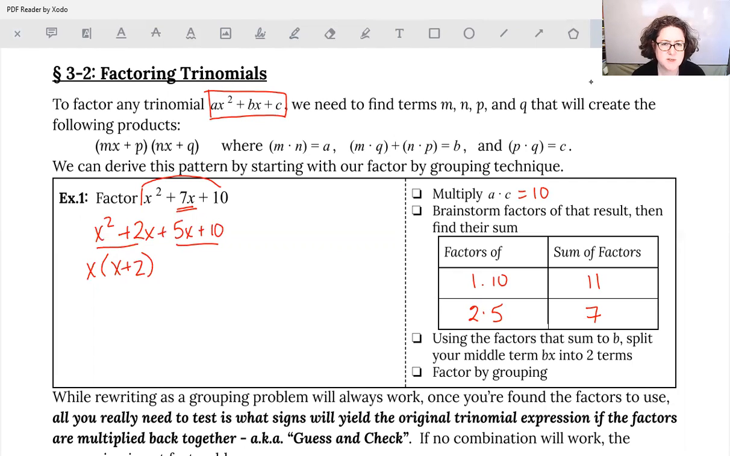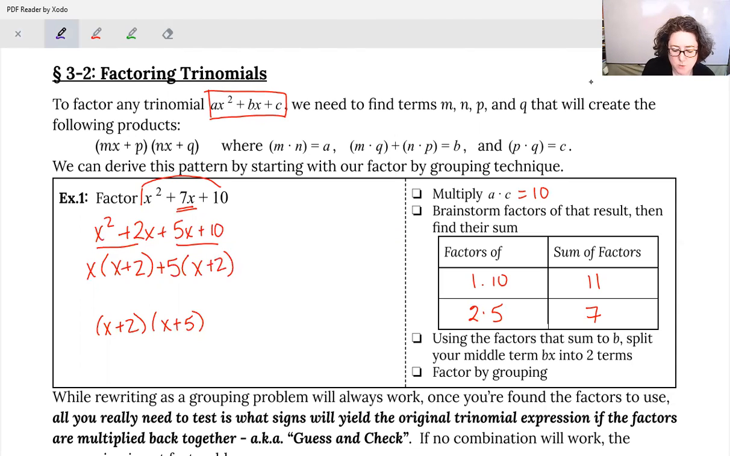Same thing with 5x plus 10. What's the factor in common? They both have 5, technically a positive 5. Factor that out, and we have an x plus 2, which matches from both groups. So we have an x plus 2 in common, and our leftover is x plus 5. That is our factoring using the grouping method, but let's think about what implications this has when comparing it to the trinomial we started with.